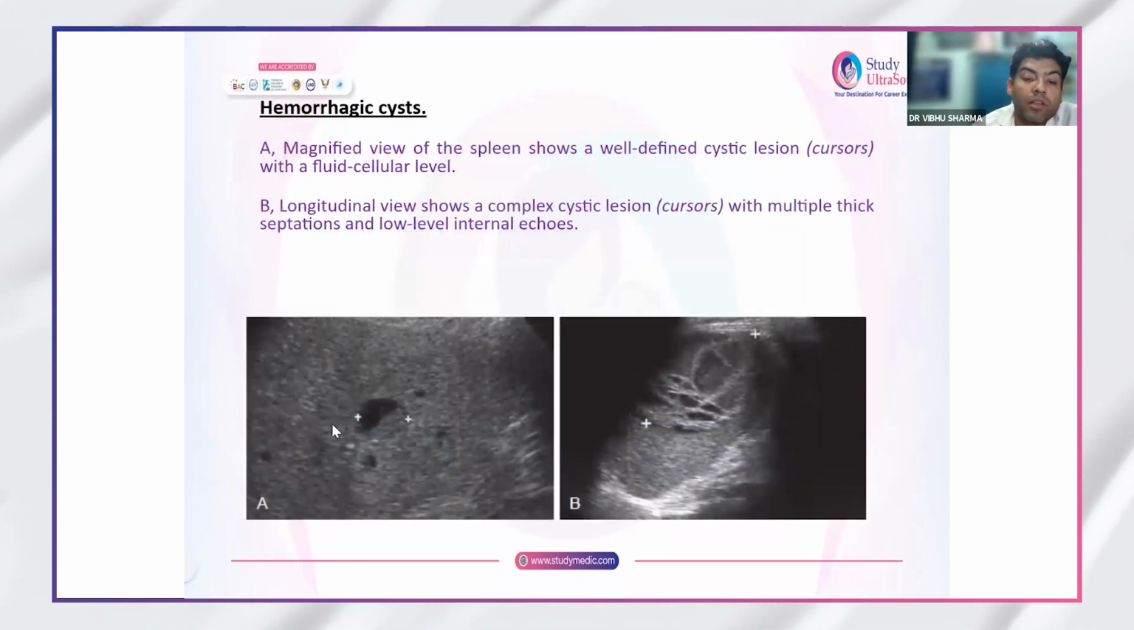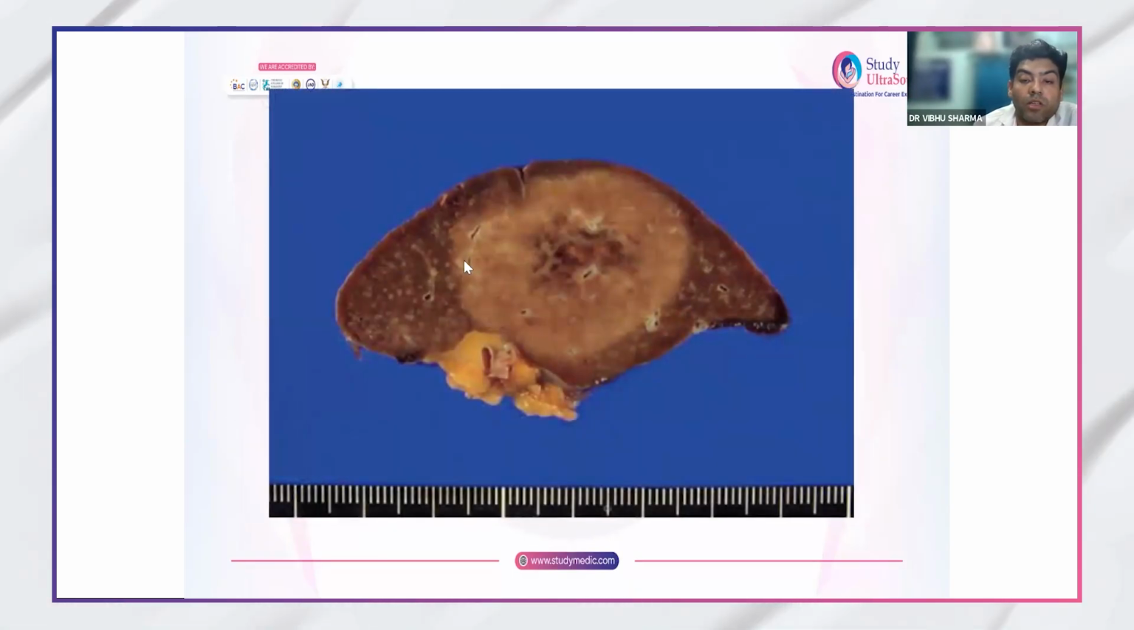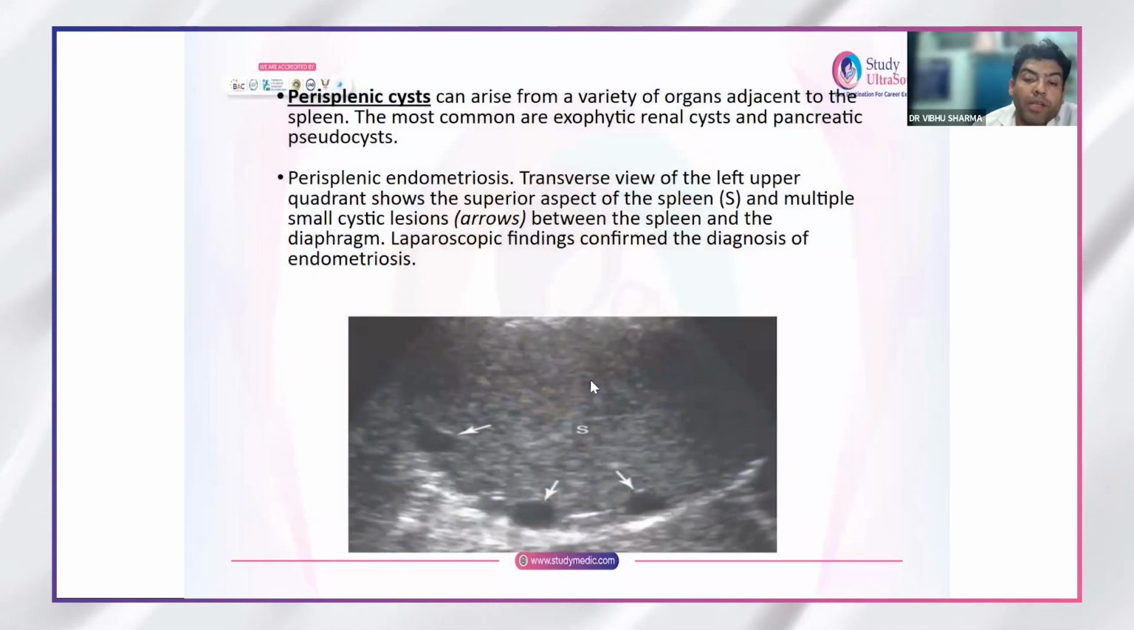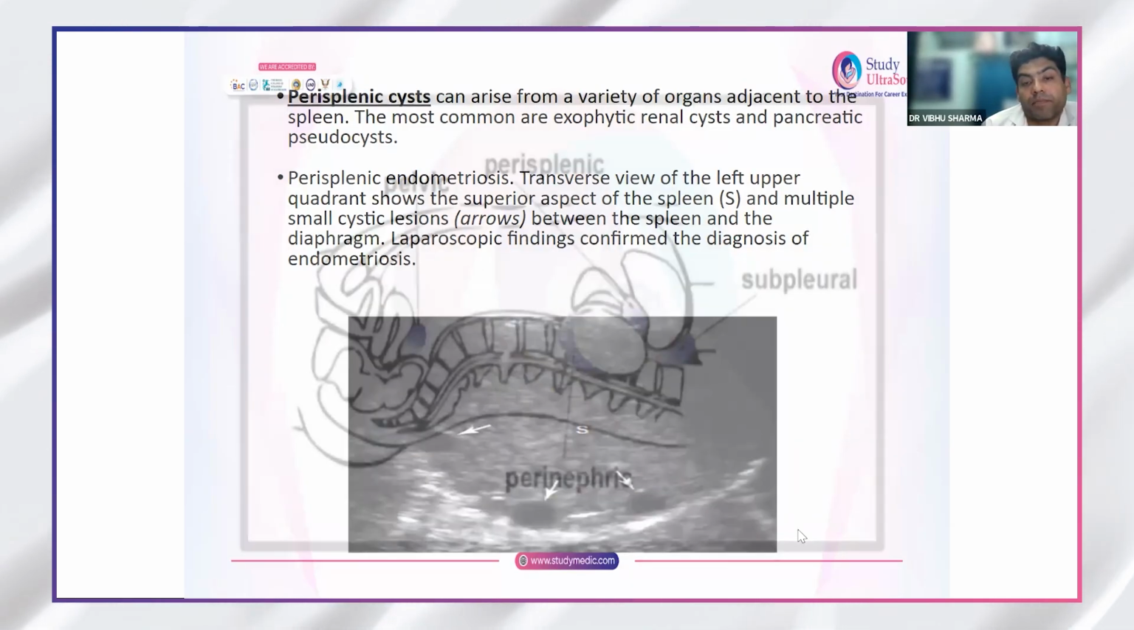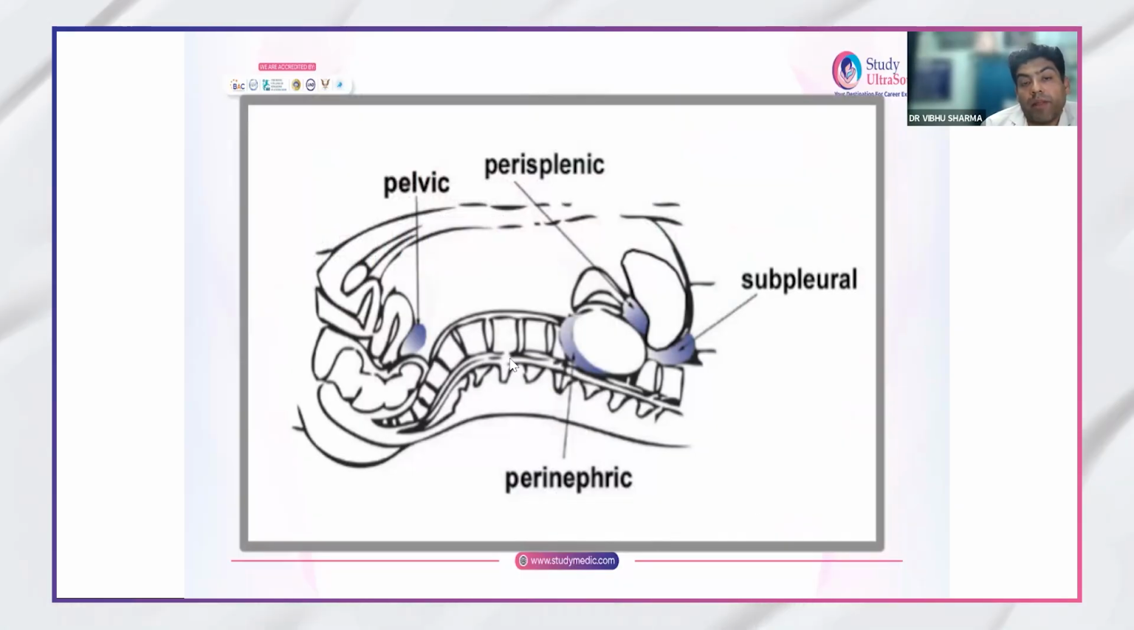Hemorrhagic cyst: when you see a cyst with internal contents, you can see here debris and a few echoes. Here septations are there. So these are all hemorrhagic cysts, and on cut section you can see the septations very clearly. Perisplenic cysts arise from a variety of organs adjacent to the spleen, and most commonly are pseudocysts. You can see these are perisplenic cysts. They can be pelvic, perisplenic, perinephric, subphrenic.